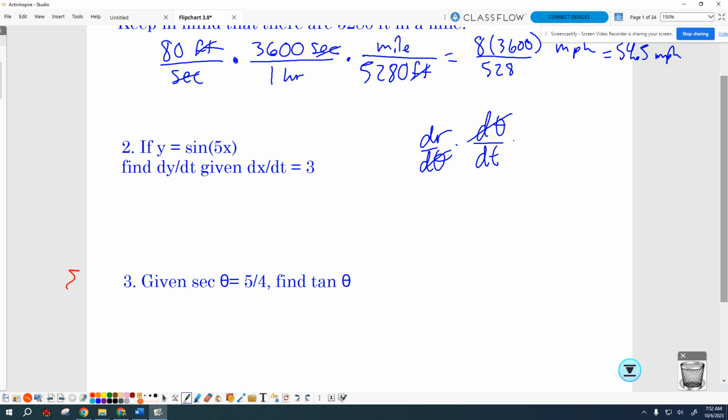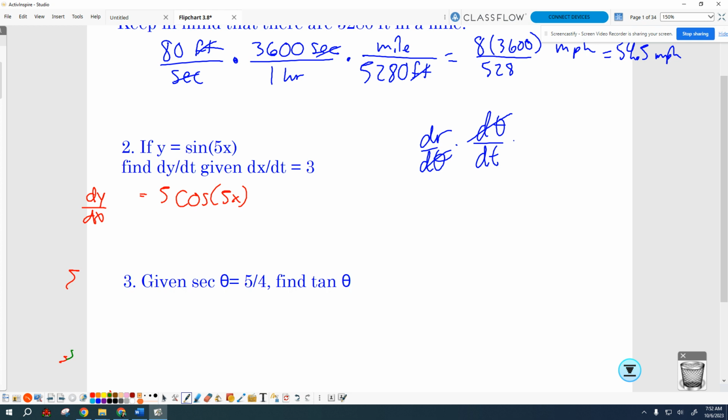Sophie, what's the derivative of this? We want to find dy dt. So first you take the derivative of sine, which is cosine of 5x, and then multiply it by the derivative of the inside, which is just 5. So it's 5 cosine of 5x. What's on the other side? Dy over dx. Dy dx, but the problem asked for dy dt.